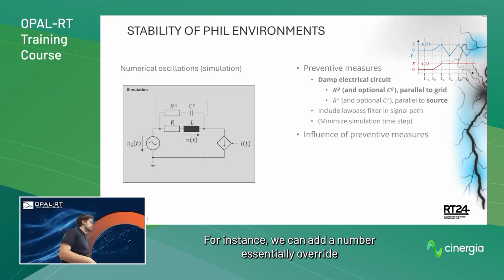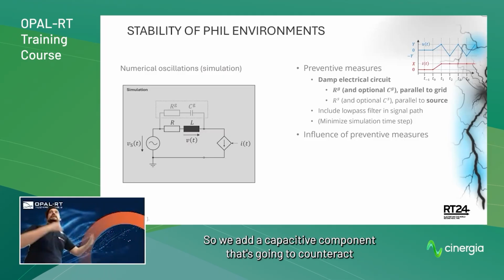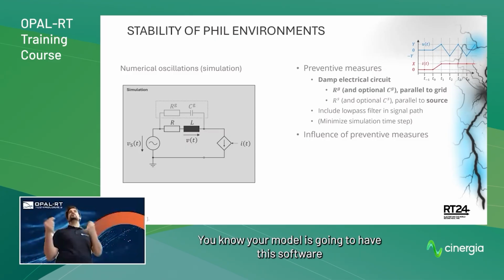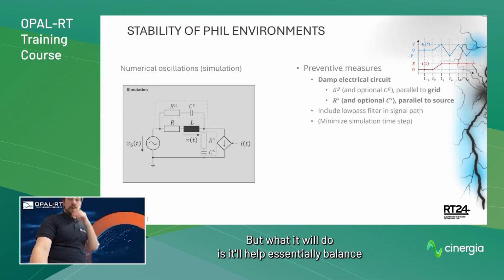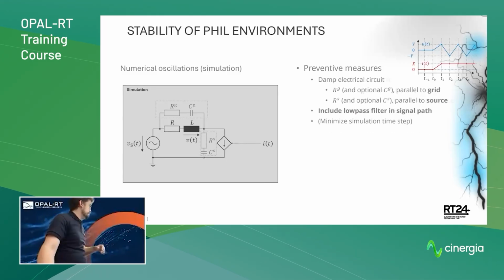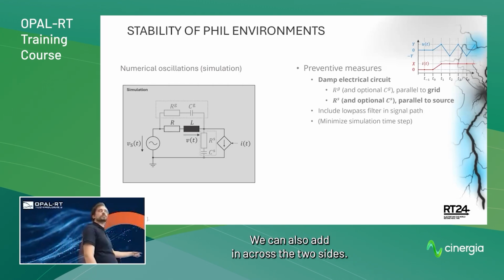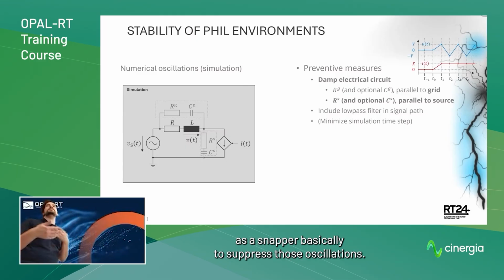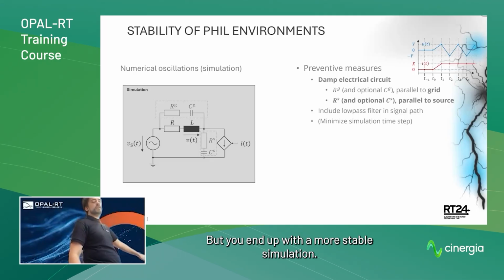So there's a couple different options. For instance, we can add a snubber essentially over it, or a damper over this section. So we add a capacitive component that's going to counteract. The trade-off here is you lose some accuracy. Your model is going to have this snubber component or other artificial component, but what it will do is help essentially balance it out. So that's the first option. We can also add in across the two sides, again, a capacitive component that's also going to act as a snubber basically to suppress those oscillations. So you lose a little bit of accuracy, but you end up with a more stable simulation.